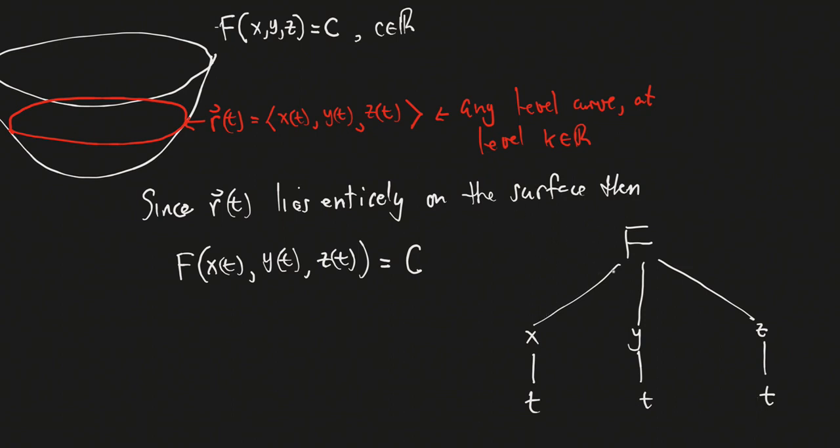So along this branch, it'll be dF/dx. The middle branch here, from F to y, will have a rate of change of dF/dy. And then this one over here will have dF/dz, right? And then along each of these lower branches, this one will have just dx/dt. This one will have dy/dt. And then this one will have dz/dt.